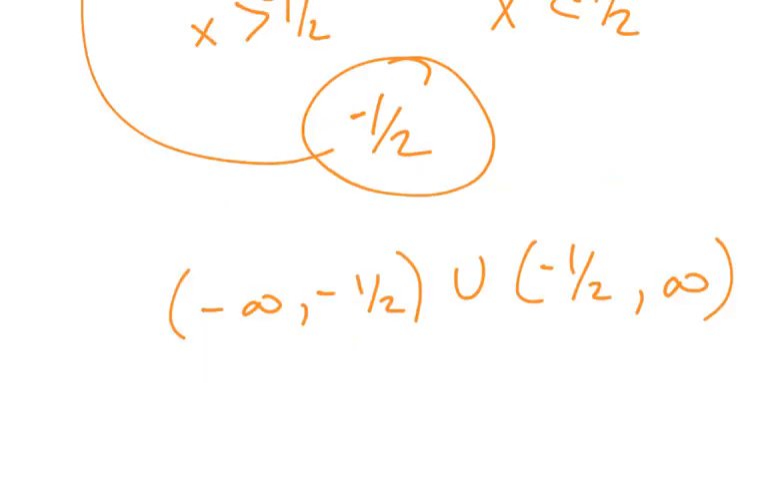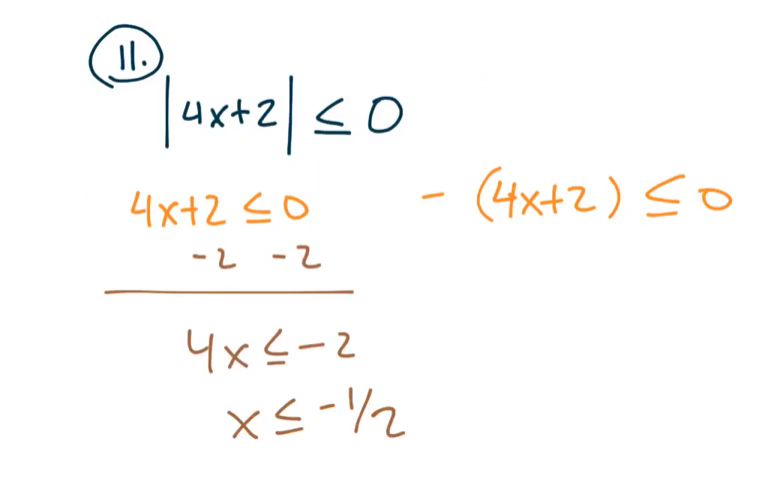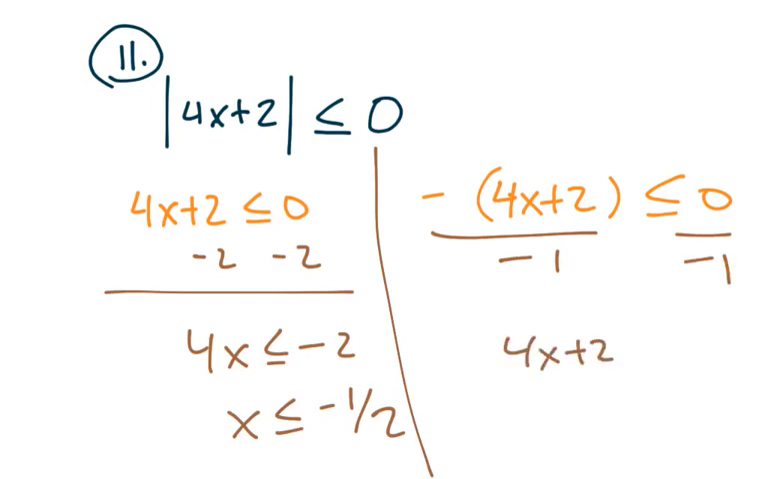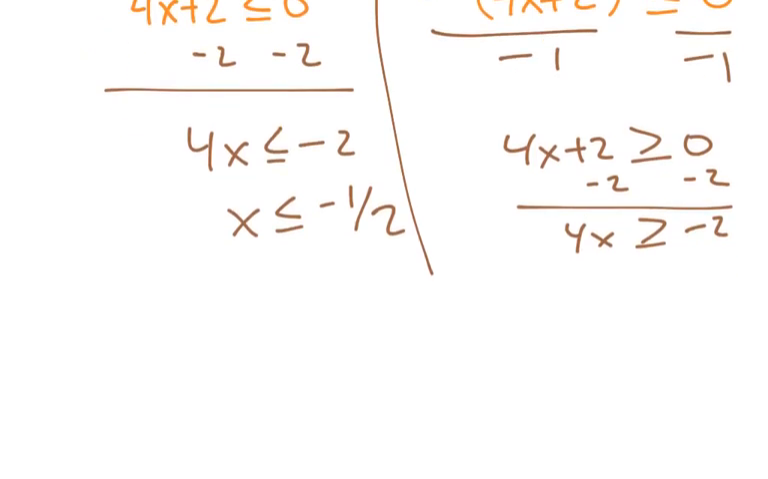And here I am being silly. It's the same 4x plus 2. So on the other side, we're going to get the same thing. Well, let me just solve it. Let me not be lazy here. I'm going to divide through by -1 here. I'm going to get 4x plus 2 is greater than or equal to 0. Subtract 2. 4x is greater than or equal to -2. Divide through by 4. X is greater than or equal to -1/2.